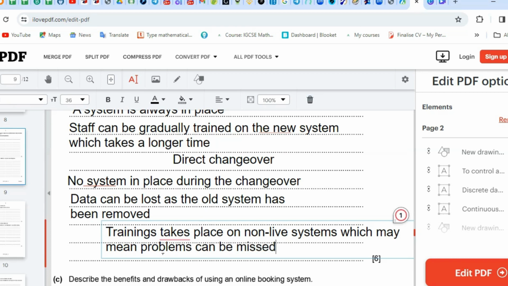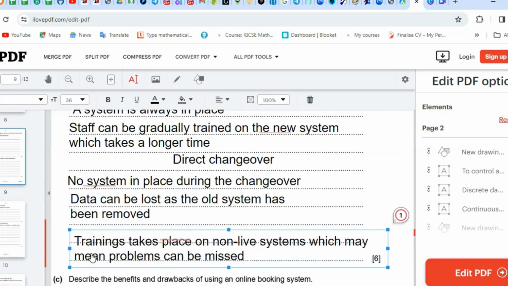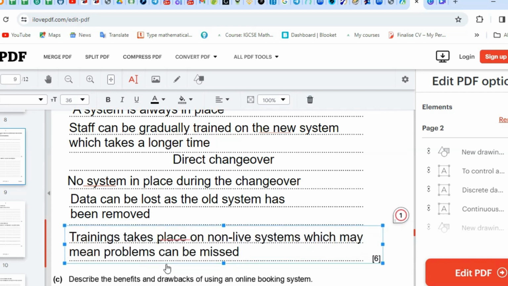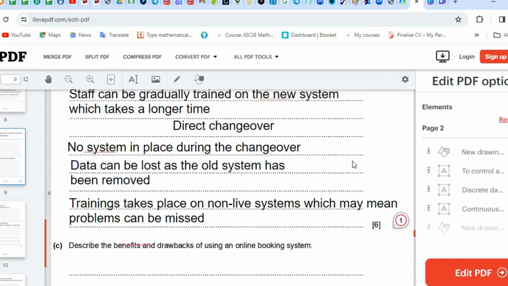All right, so those are the explanation or the evaluation for direct changeover. And you have your 6 marks. Others include system is thoroughly tested before use, therefore less chance of it being faulty. That's another evaluation of direct changeover. We also have faster method of full implementation as the hotel will not want the system to be out of use. Those are other ones for you to make use of.